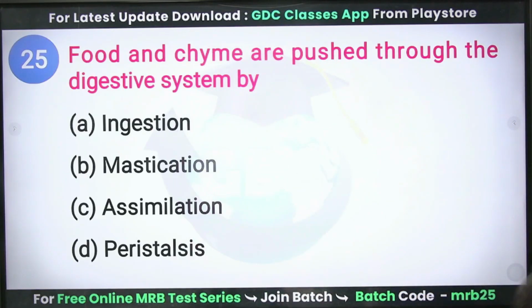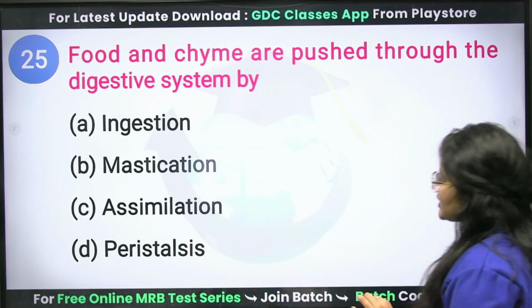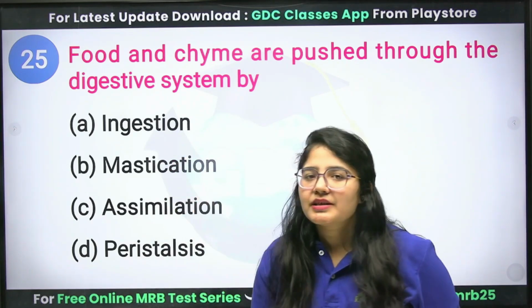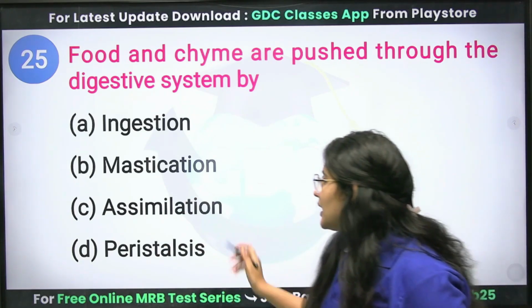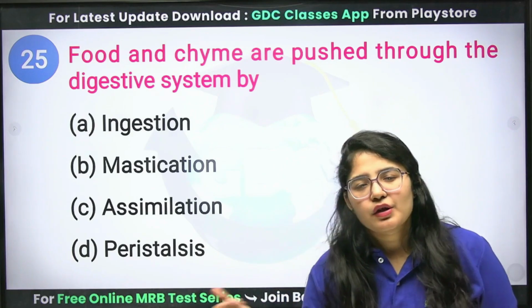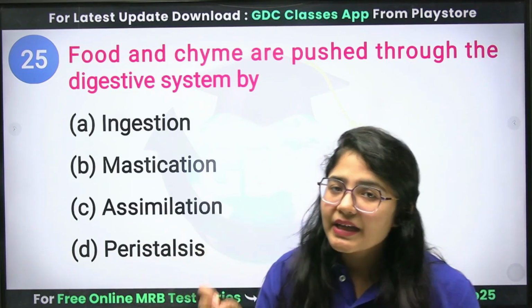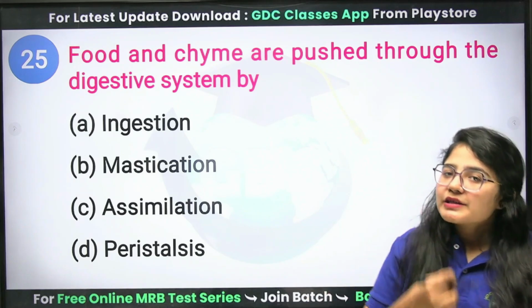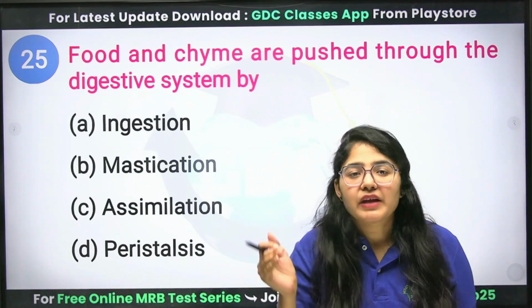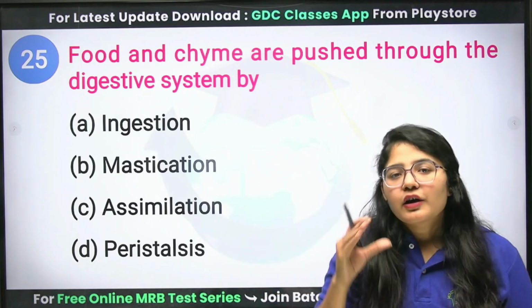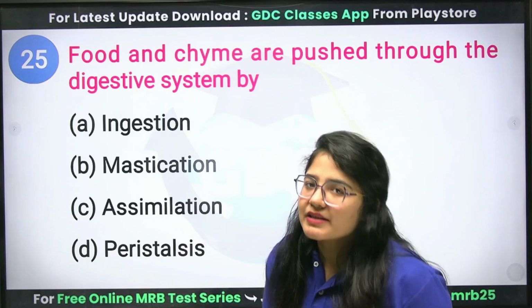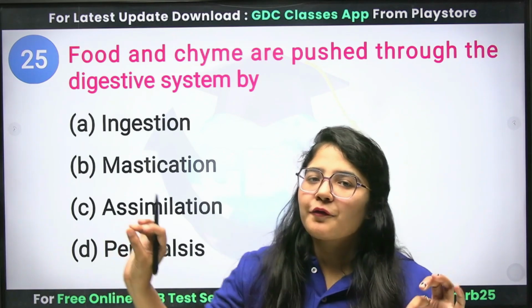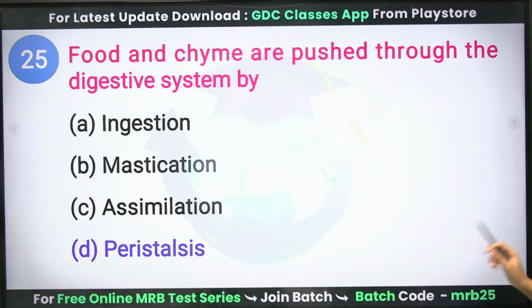Next question. Food and chyme are pushed through the digestive system by... okay, ingestion means the process of taking food. Mastication is the process of chewing. Next, assimilation is the absorption of your proteins. Peristalsis movement is also responsible for the movement of your food in your esophagus as well as movement of your chyme, that is food plus acid, in your intestine. It is like a zigzag movement. It is responsible for pushing your food forward. Clear? The correct answer is peristalsis.